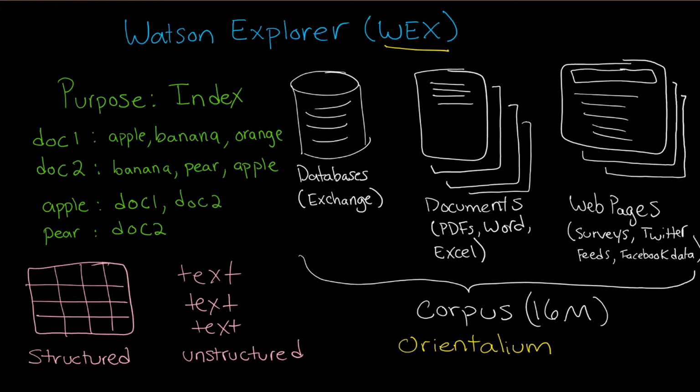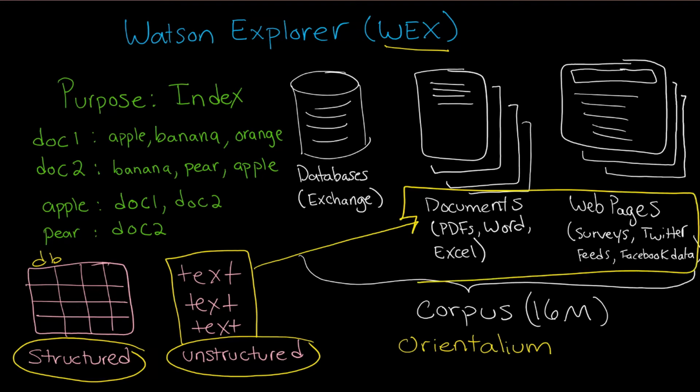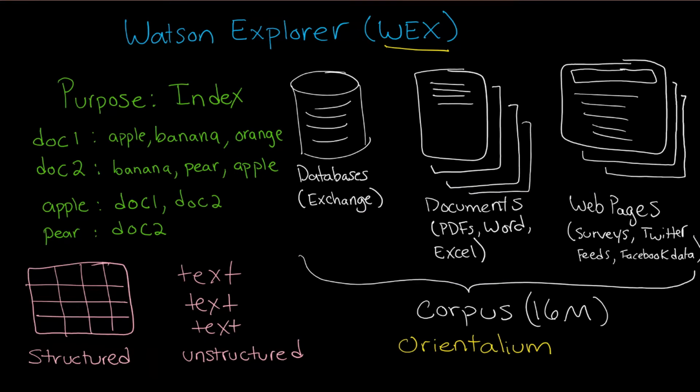So that's indexes. The other thing you'll see is structured versus unstructured data. Unstructured data is by humans for humans, and structured data is typically databases, rows and columns. So this data here is mostly, if not all, unstructured data, whereas this information here is largely structured, although in the case of Exchange Server, you have emails, and that of course is unstructured. And WEX can handle both structured and unstructured data.